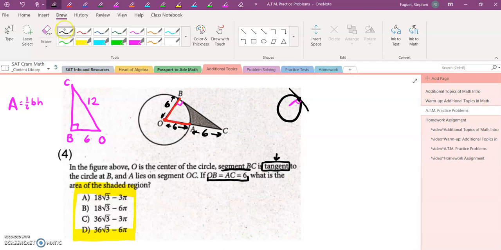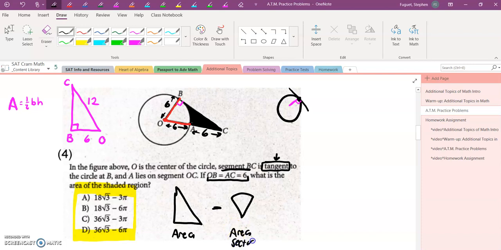Well, if we're trying to figure out the area of the shaded region that I'm going to draw here, or trace out, okay? This whole region right here. That shaded region can be found by finding the entire area of the triangle minus the area of the sector that we're not counting. So this is going to be the area of the sector. So the sector, and then we'll call this triangle.